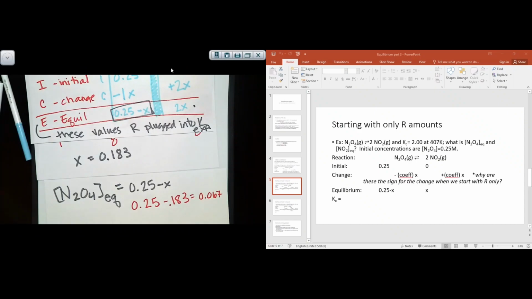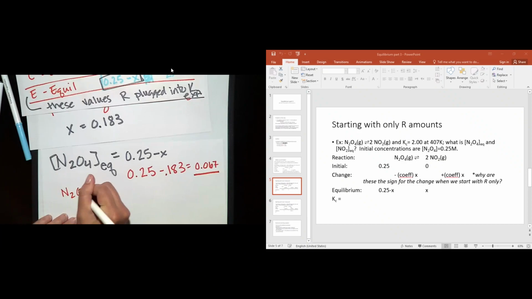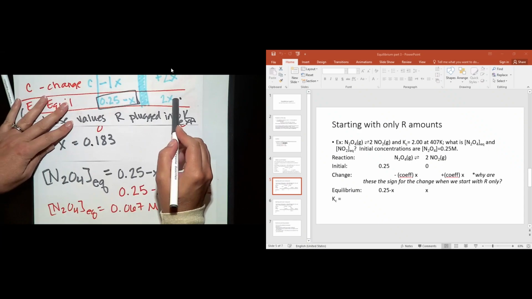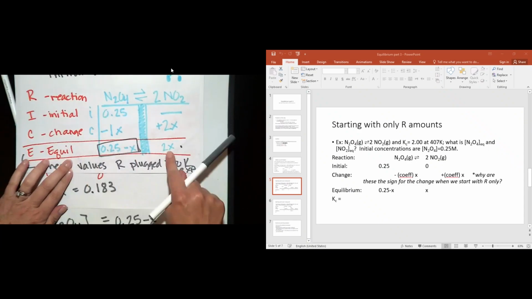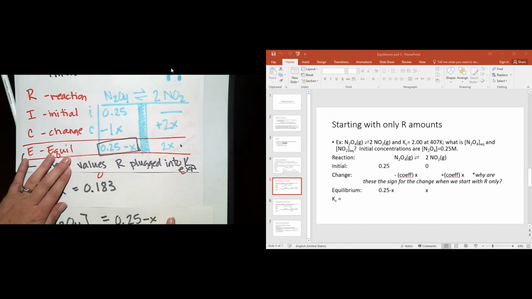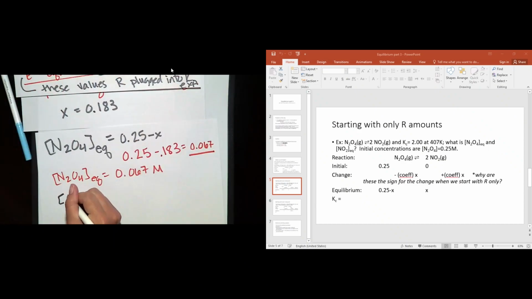Okay, so this is one of my answers. The equilibrium concentration of N2O4 equals 0.067 molar. Okay, that's one of the numbers I'm going to plug back in to check my answers. But I also need the equilibrium concentration of NO2. And if I go back up to my ICE table and I look at that equilibrium line and the entry that's straight down below NO2, it's 2x. Exactly what is in the line.